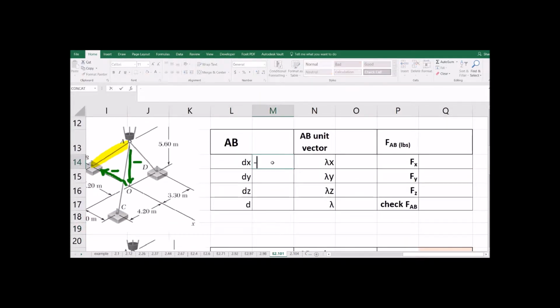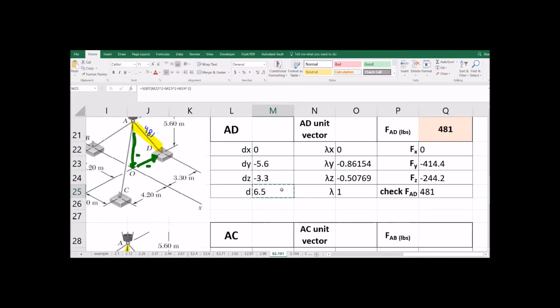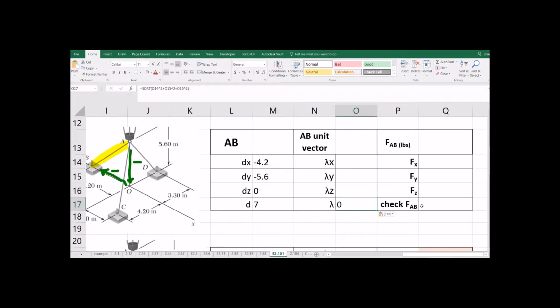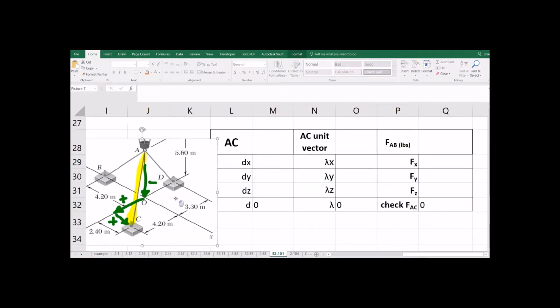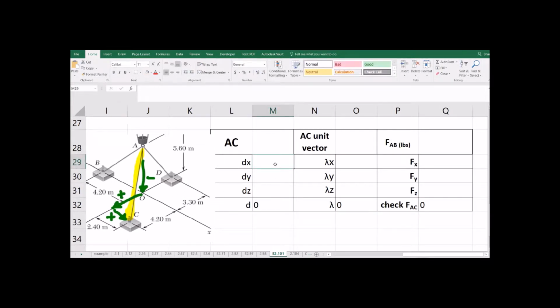For the other cables, we don't know the force yet, but we can still figure out the unit vector. So here's AB. It's going straight down and back, and I'm getting that just from the dimensions. I'm going to copy that square root equation up there. Here's our unit vectors: dx over the length, dy over the length, dz over the length.